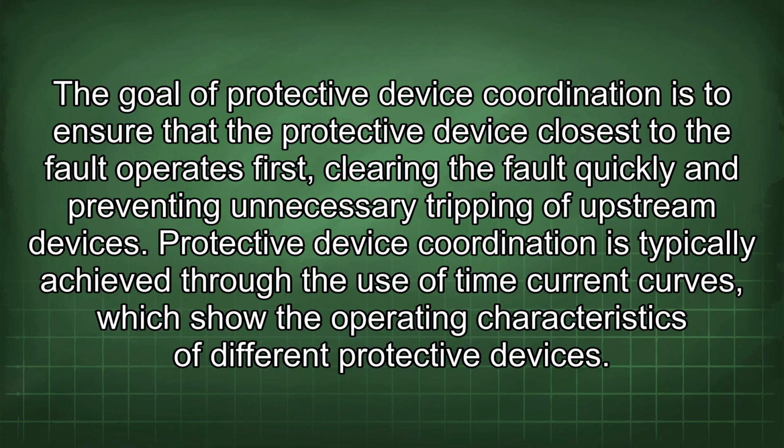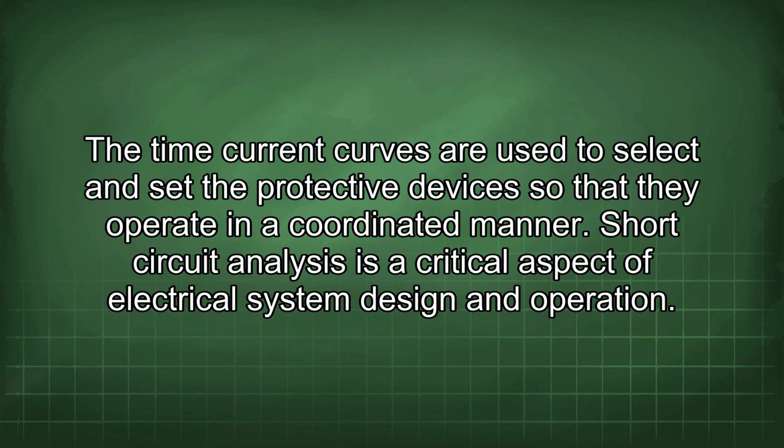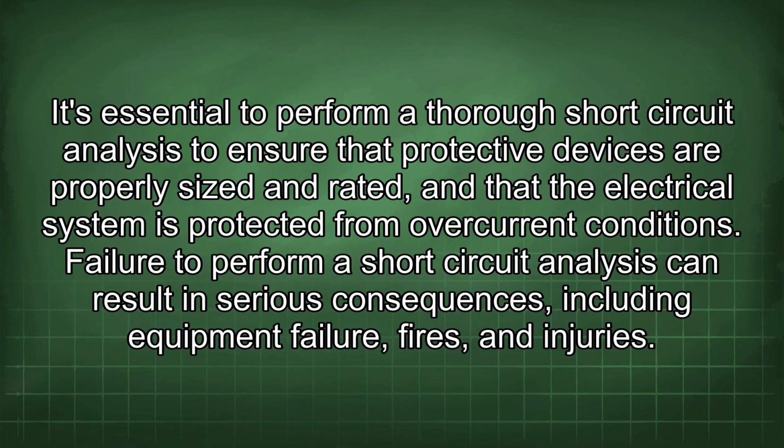Protective device coordination is typically achieved through the use of time current curves, which show the operating characteristics of different protective devices. The time current curves are used to select and set the protective devices so that they operate in a coordinated manner. Short-circuit analysis is a critical aspect of electrical system design and operation. It's essential to perform a thorough short-circuit analysis to ensure that protective devices are properly sized and rated, and that the electrical system is protected from overcurrent conditions. Failure to perform a short-circuit analysis can result in serious consequences, including equipment failure, fires, and injuries.